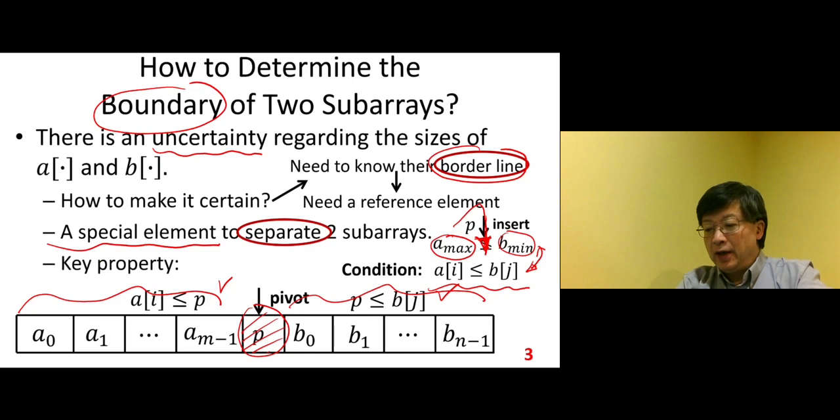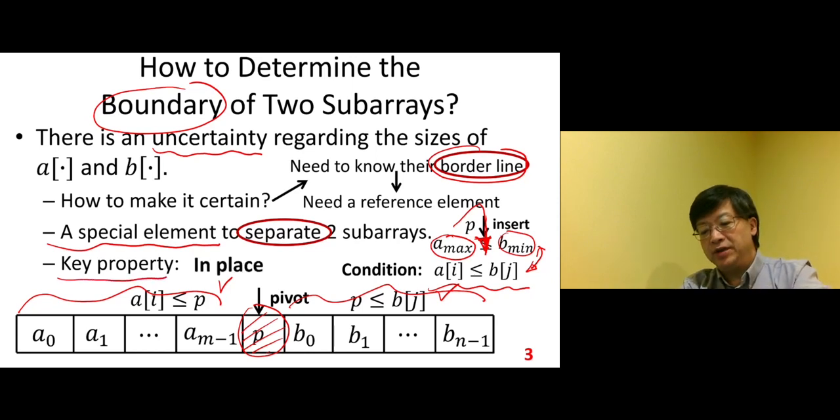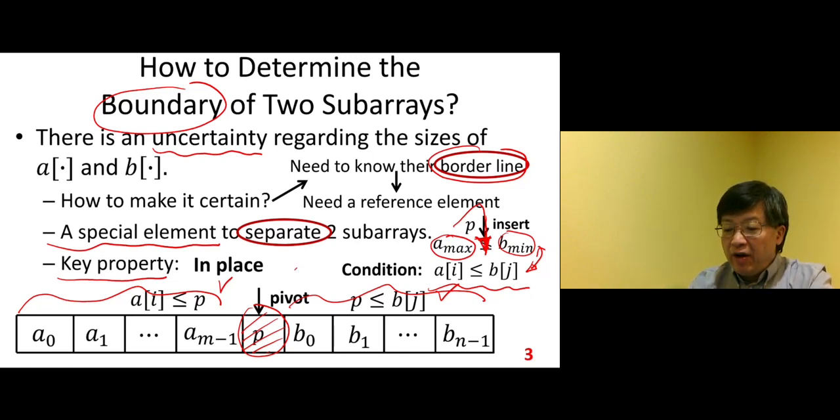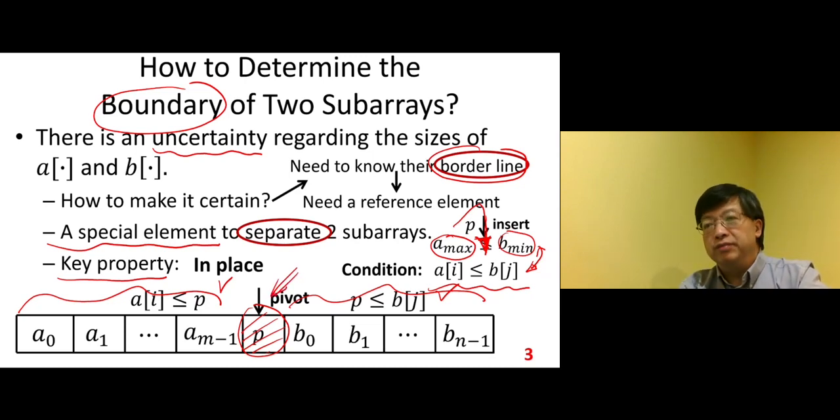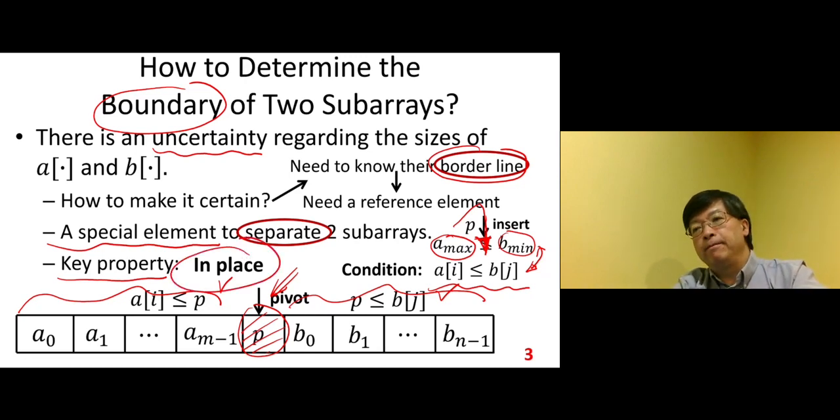For this pivot element, it has a key property: this element is in place. This is its final location when the whole array is sorted. That's what we call in place. So after one partition, this pivot element is in place.